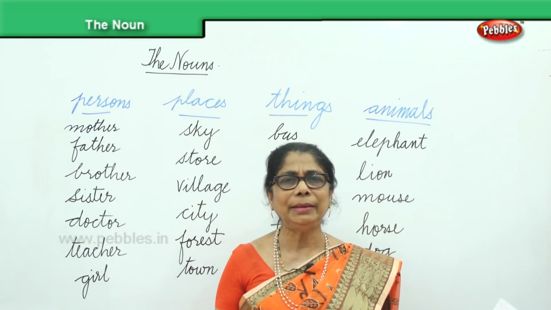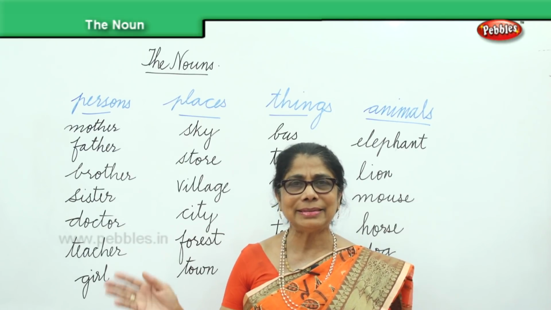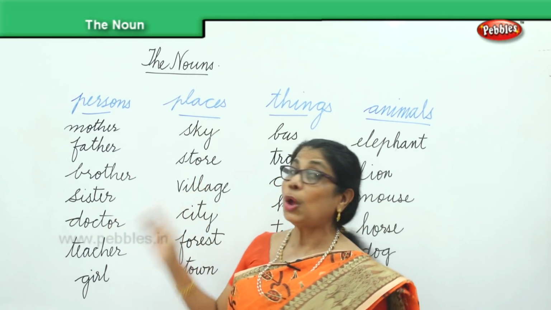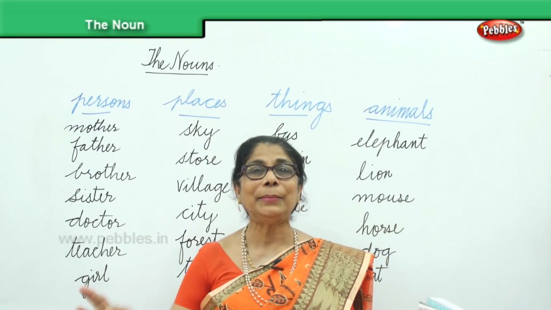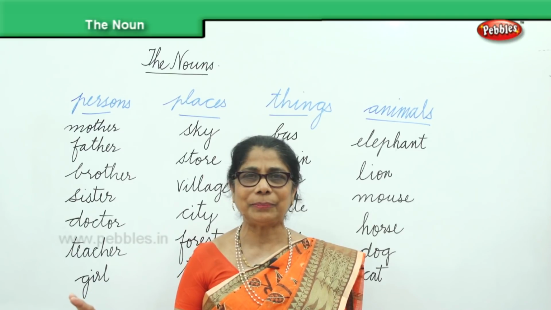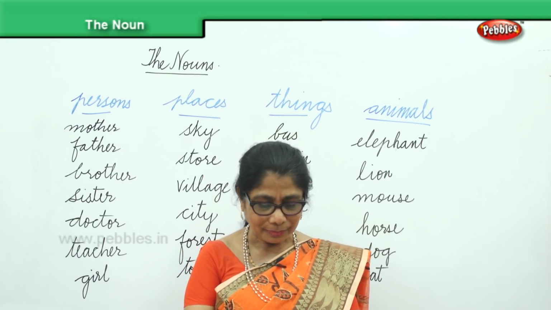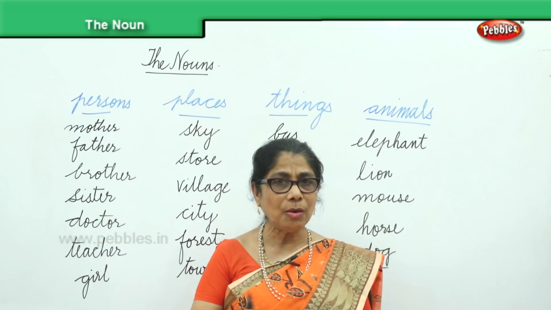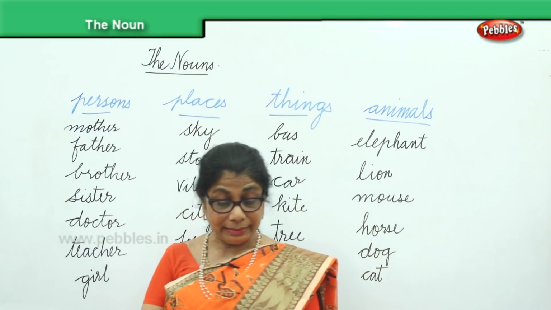So all names of animals, birds, things, person, all these we call a common name, noun. Noun is a naming word. All right? Now, a noun is a word that names anything.